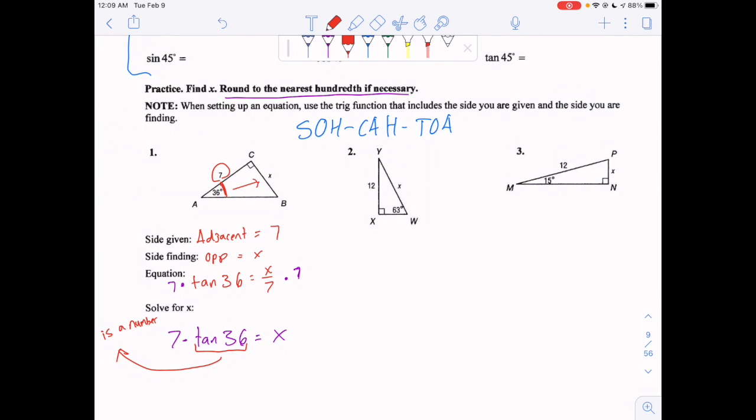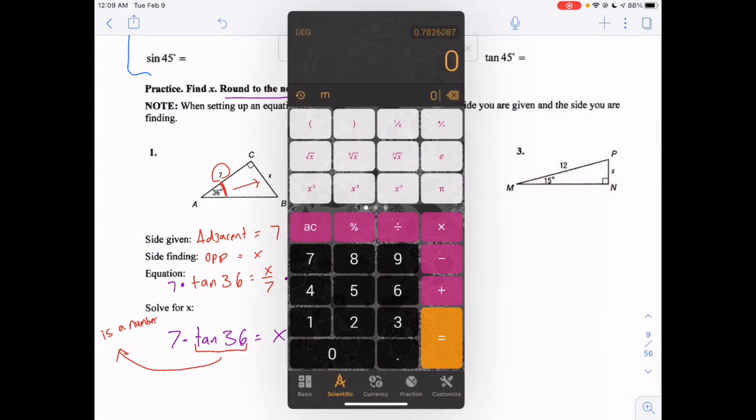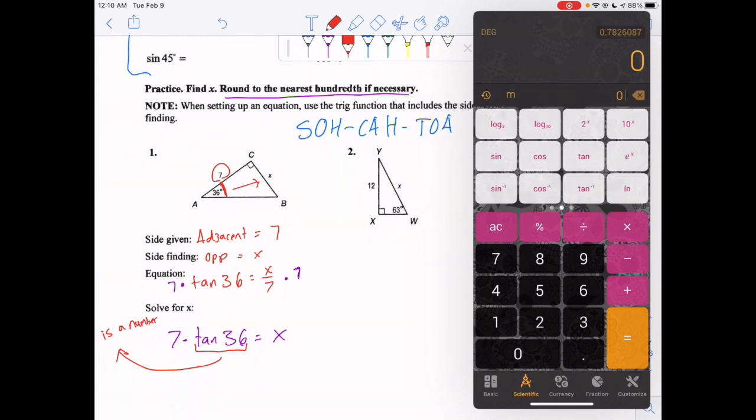And actually, you put this in your calculator. So let me show you guys here. Oops. Where's my tangent? So if I do 36 and hit tangent, tangent 36 is actually 0.727. Let's round it to the nearest thousandths.